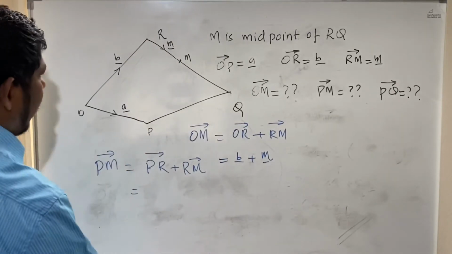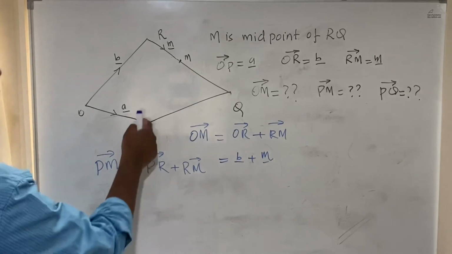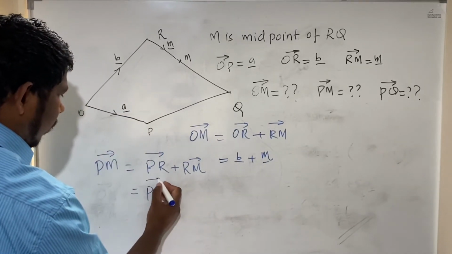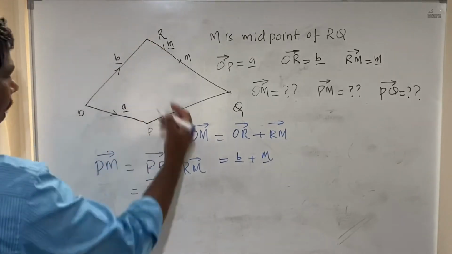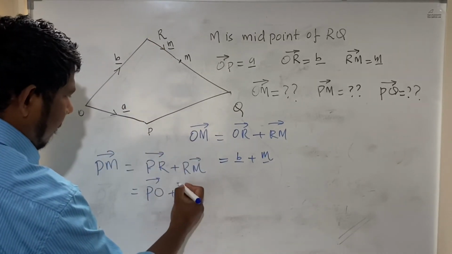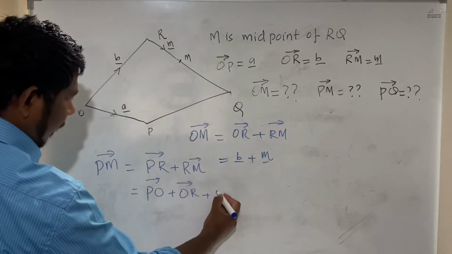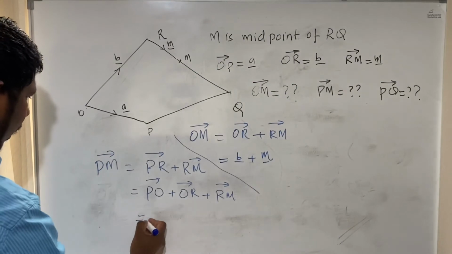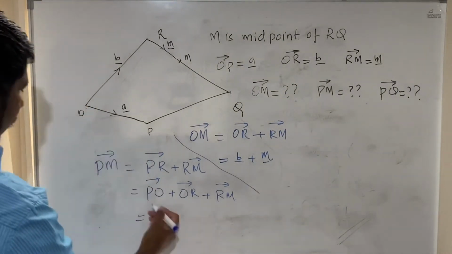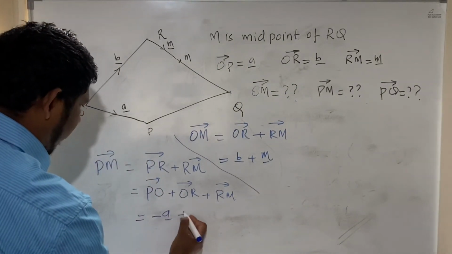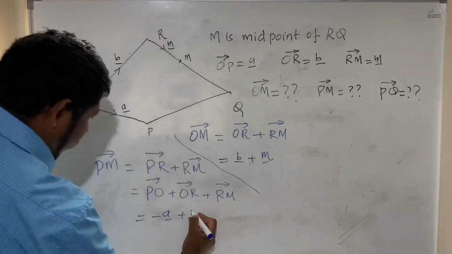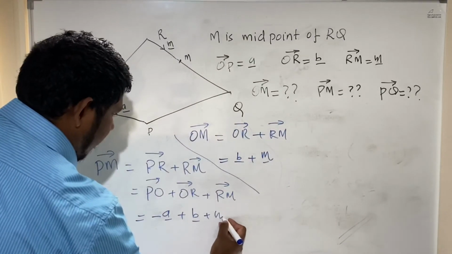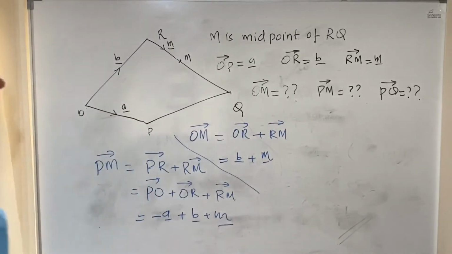Or another way we can say P to R is P to O plus O to R plus R to M. Okay? Vector P to O is negative A. Vector O to R is positive B. And vector R to M is M. That is the answer.